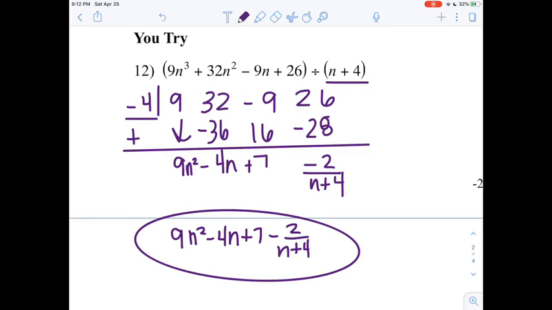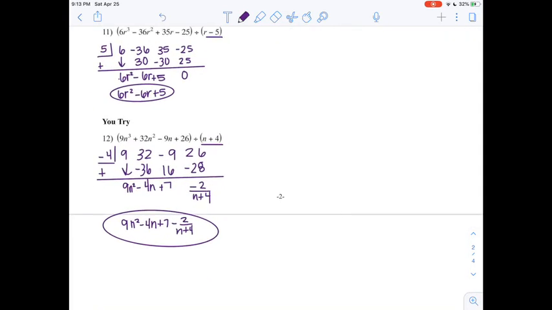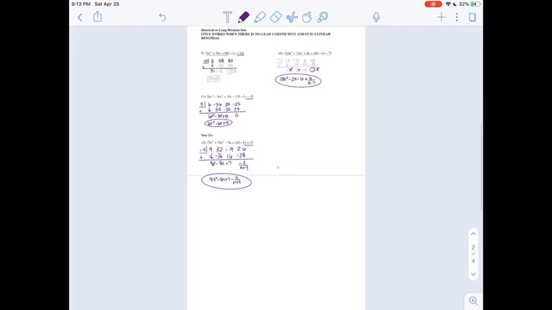Now, if you did this in long division, you would get the same exact thing. It would just take a little bit longer. And yes, you're going to have to use both on your homework. Sorry. Like I said, long division always works. Synthetic only works in certain situations.